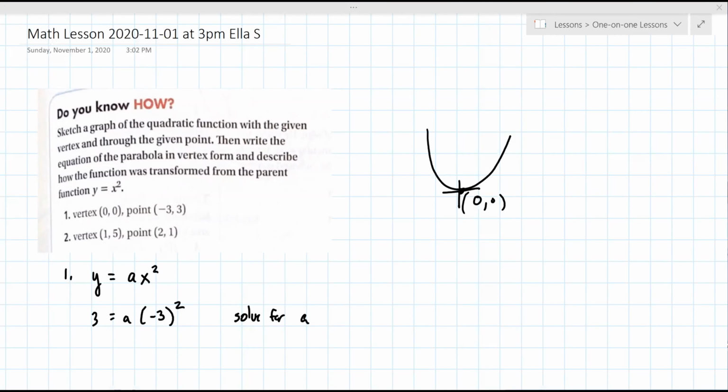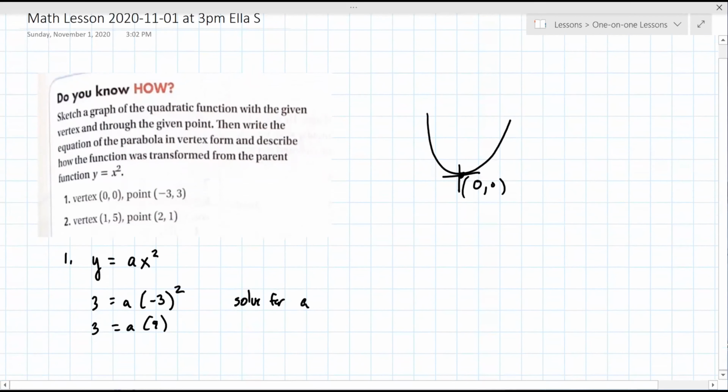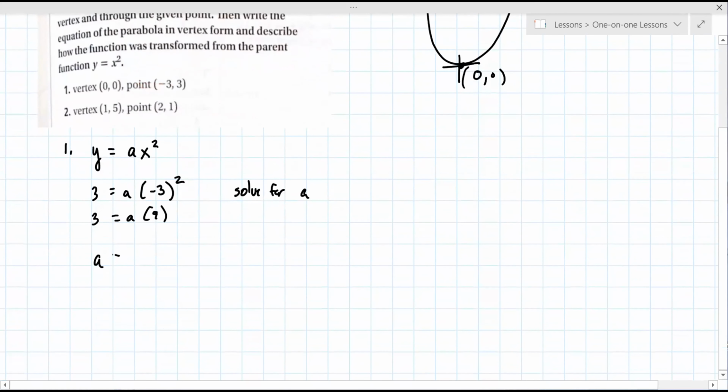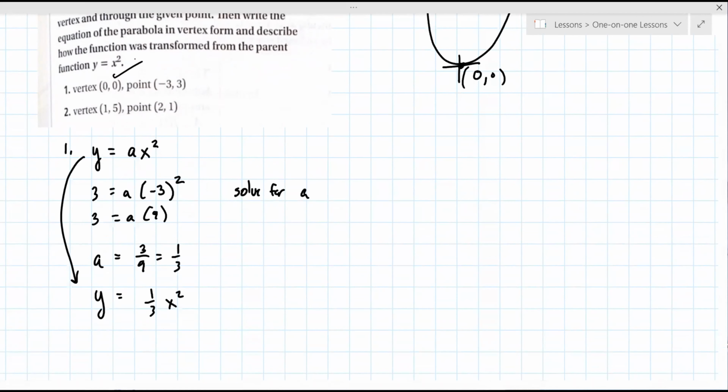If you do that, you get 3 equals a times 9. You divide both sides by 9, and you get a equals 3 over 9, which equals 1/3. So you write this equation down here, y equals 1/3 x squared. This is because the vertex is still (0, 0), and that's why it's working out so nicely. If it wasn't (0, 0), like in number 2, we have to do something completely different.